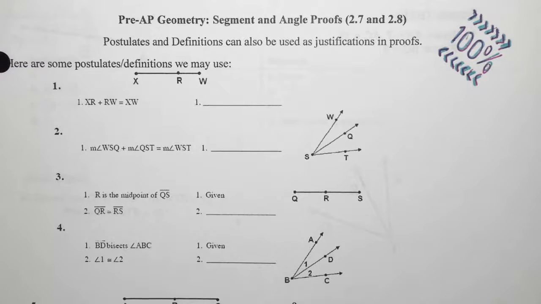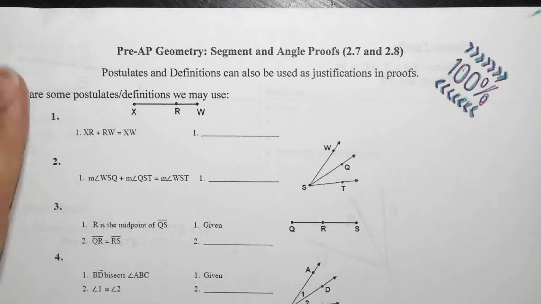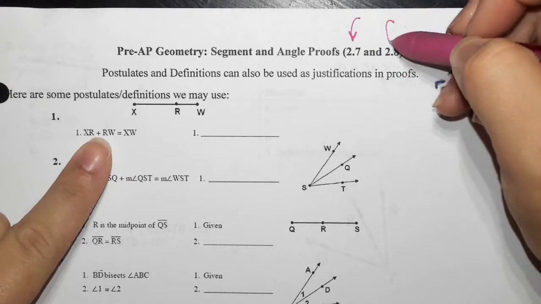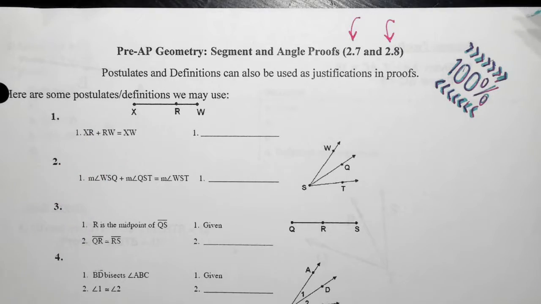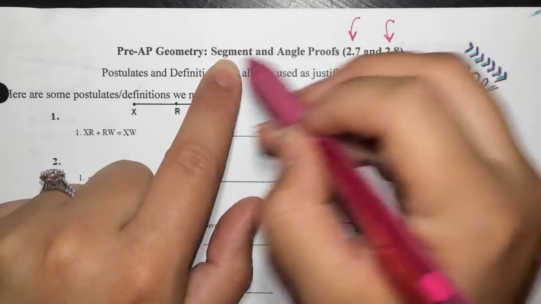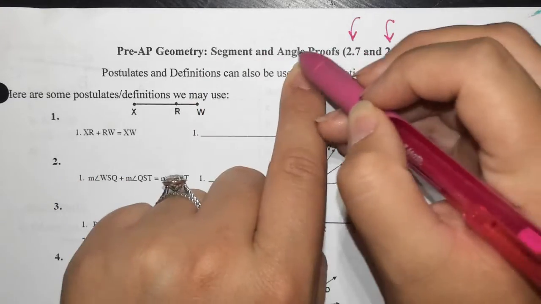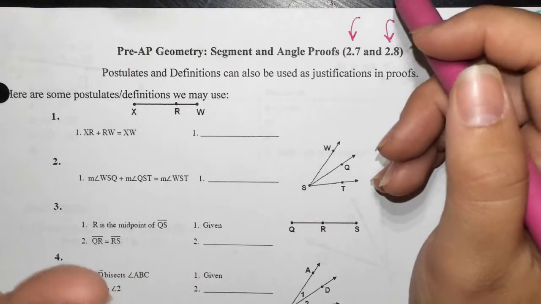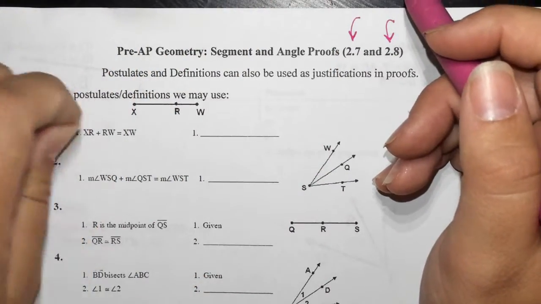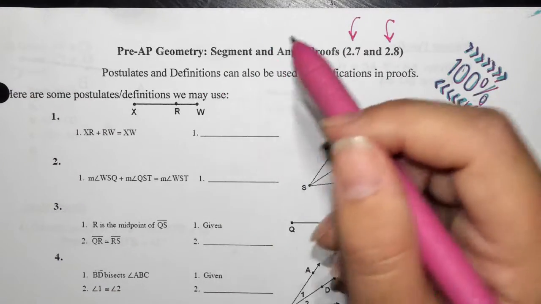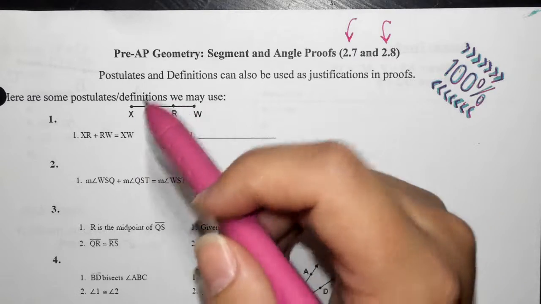Okay, so the next two lessons I really do as one. You can see that it's 2.7 and 2.8, but I just combine them because they're very similar. Segment proofs goes with 2.7, angle goes with 2.8, but this is your notes for both of them. We are going to take probably 3 days to practice this lesson. There's not a whole lot of notes, it's just practice, practice, practice.